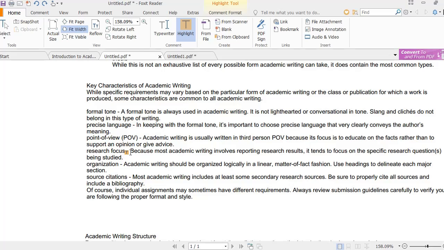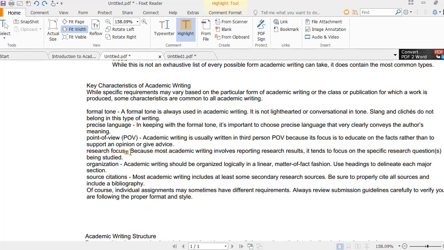Next, point of view. Academic writing is usually written in third person point of view. It's not from first person or second person point of view. It is written usually from the third person point of view because its focus is to educate on the facts rather than to support an opinion or give advice. If it is advice, we could say it from first person point of view, isn't it? But it is not advice or something to support someone. It's usually the basic facts we include in academic writing. So we usually write in third person point of view.